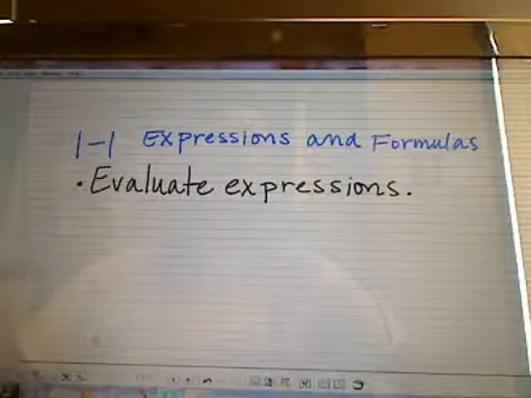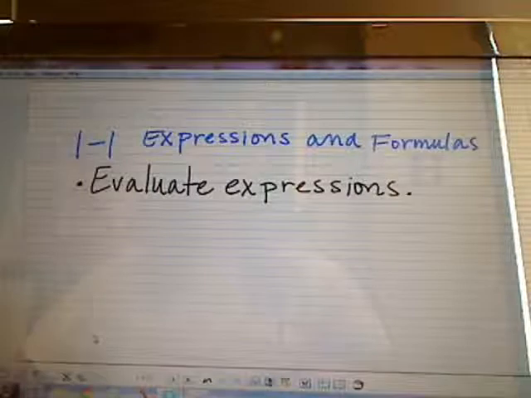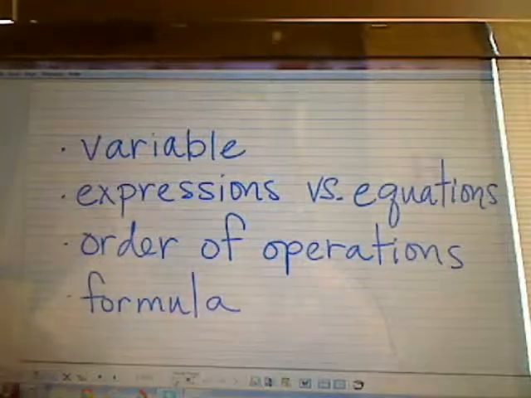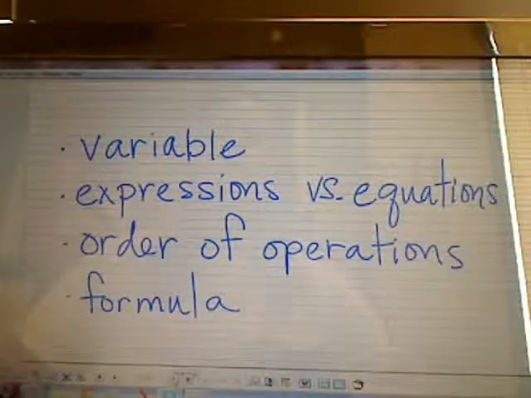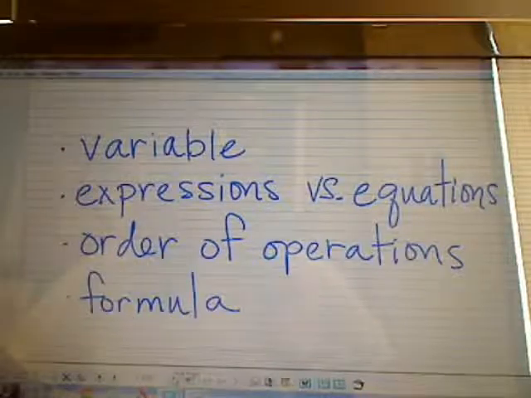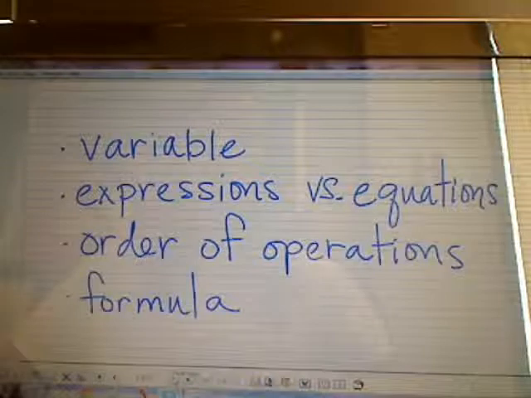First section of Chapter 1 is expressions and formulas, and the first thing we're going to do is evaluate expressions. Pardon the reflection, you're going to see me if you pay attention. Here's this, terms you're going to see. Variable, which you should know, it takes the place of a number, and if you have been given values, you can substitute them in for those variables.